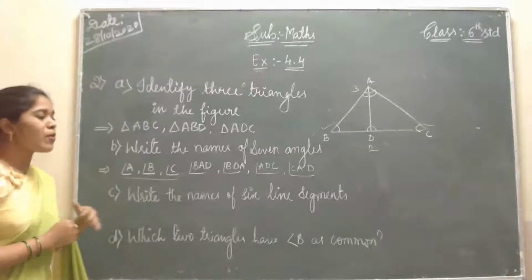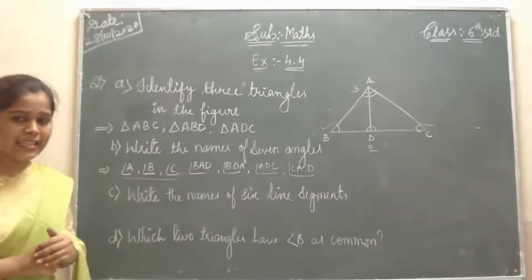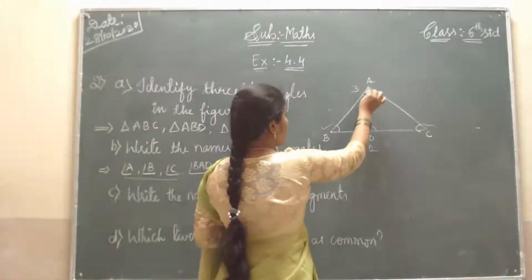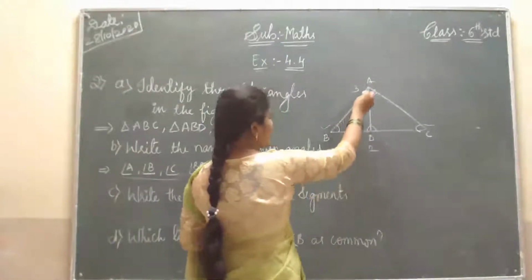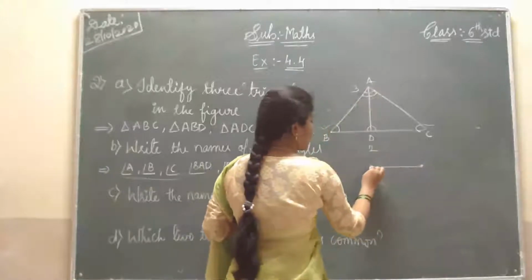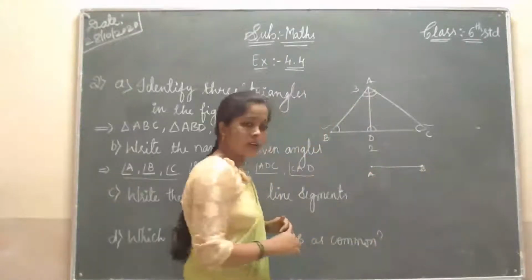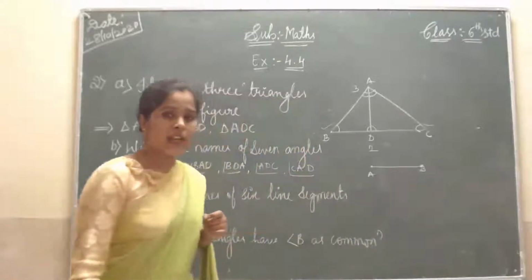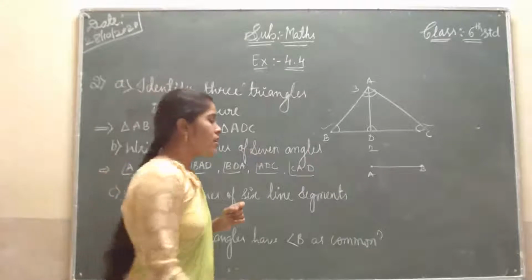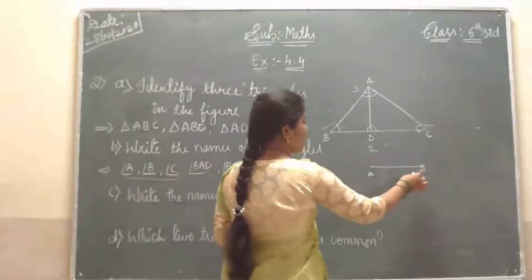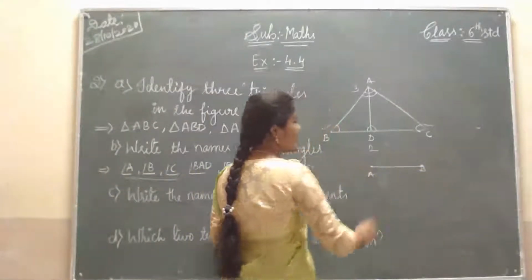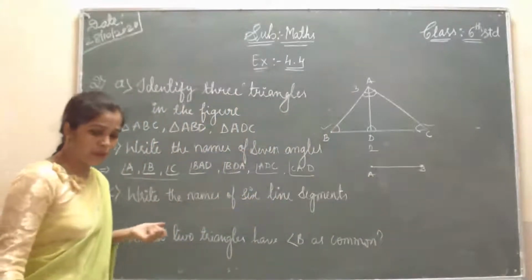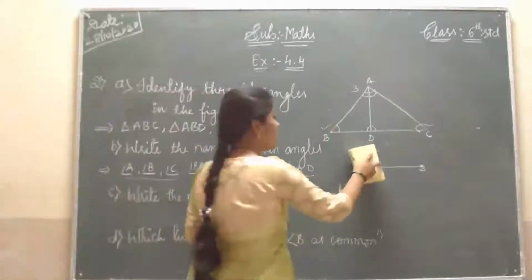Next, write the name of 6 line segments. We know what a line segment is, already explained. The distance between fixed points, see here, A, B. The distance between these two fixed points is nothing but a line segment. Here the two end points, it never extends because this is a line segment. So we have to write the names of 6 line segments in this triangle.